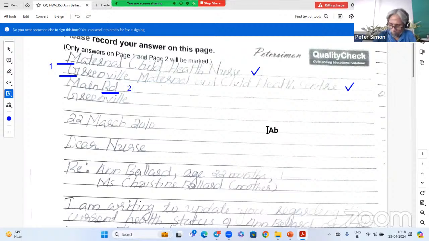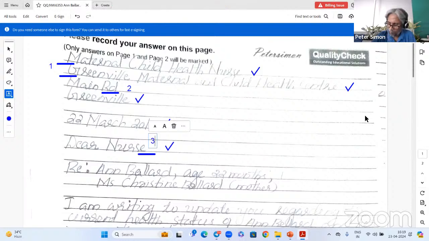Okay. Number 2 is that ROAD, road. Write full form. Don't write shortcuts. Okay. Road. RD stands for road. Next one is Greenville. Right. 22nd March 2010. Right. Dear nurse. Right. Here you can put a comma. Dear nurse, comma. Comma is needed.